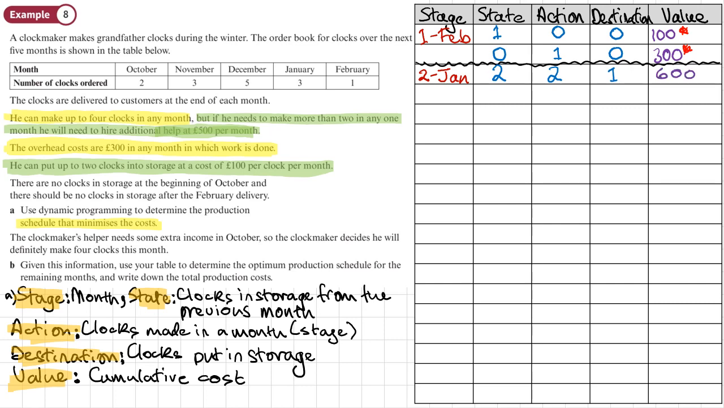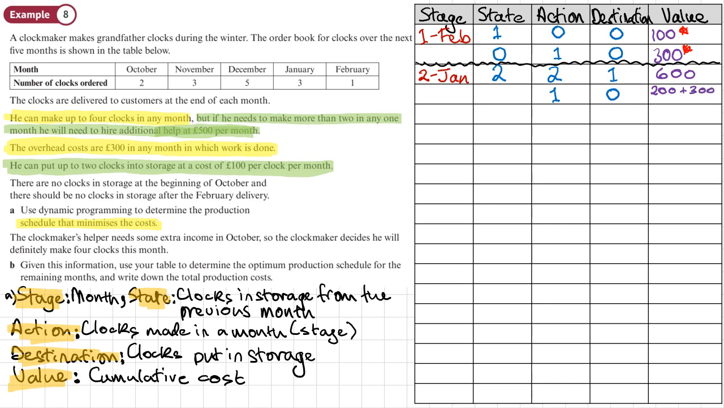Now the other option with this state is that we don't make 2 clocks, we don't make more than we need and then have nothing to do in the next month, that we only make 1. So that's going to be enough for January, 2 in storage and 1 that we make. We're still going to have to make 1 in February because we're not carrying forward any to the next month, and that would be this row here. We look at this value here. So still 2 in storage, which is going to be £200. My overheads, because I'm still making a clock, but this time I'm only making 1, but my overhead cost remains the same whether it's 1 or 2, so that's plus another 300.